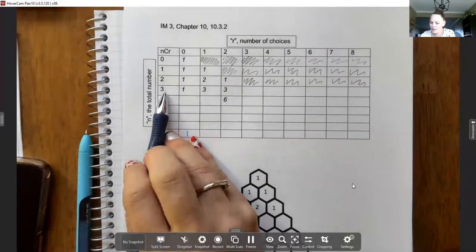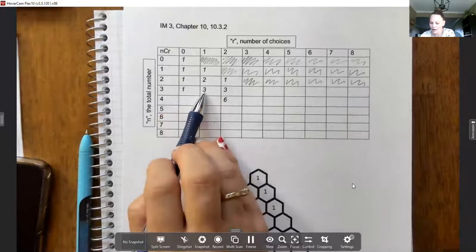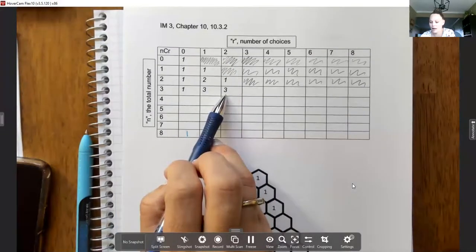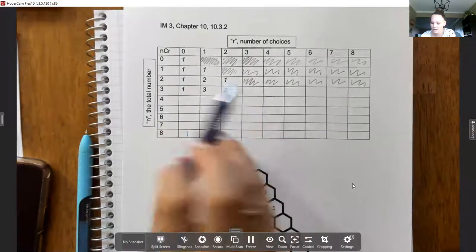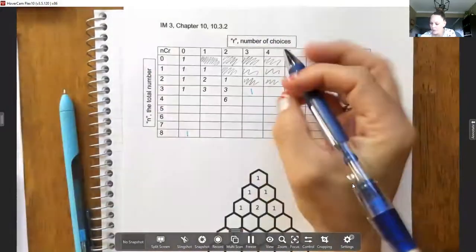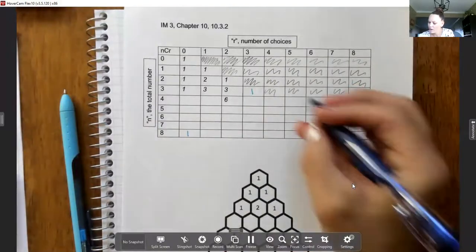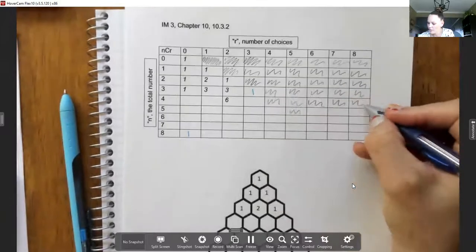If I have 3 things, I can choose 0. There's 1 way to pick nothing. I can pick 1 thing. There's 3 choices. I can pick 2 things. There's 3 ways to do that. Or if I have 3 things, I could pick 3 things. And there's also only going to be 1 way to do that, to pick all 3. But you can't pick 4, 5, 6, 7, or 8. And so same thing all the way down.